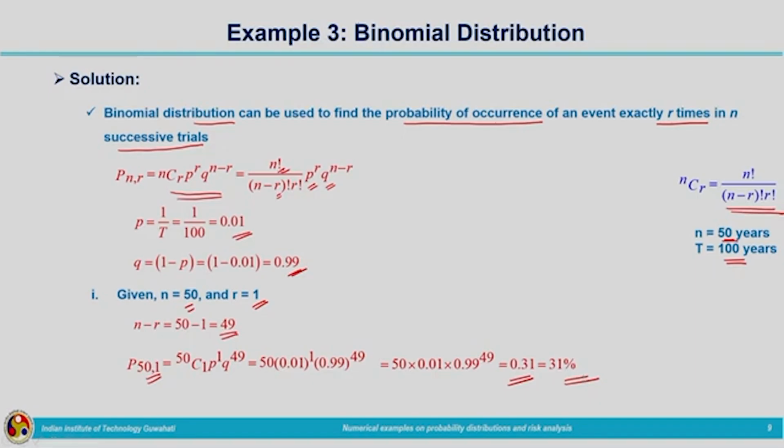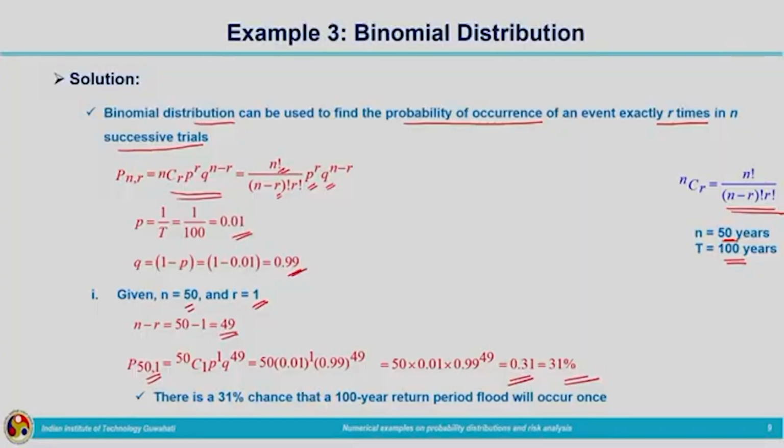So, the probability of occurrence of the flood exactly once in the design life period of the dam is calculated by means of binomial distribution. That was found to be 31%. There is a 31% chance that a 100-year return period flood will occur once in the lifespan of the dam.